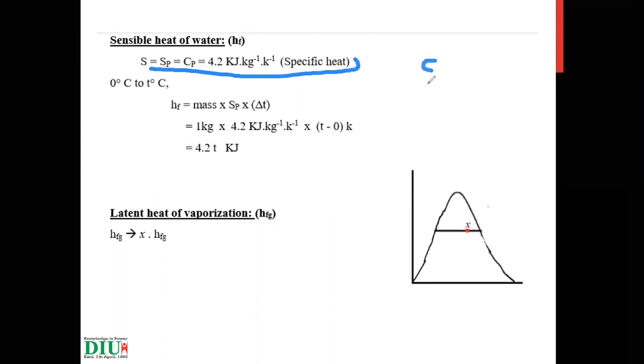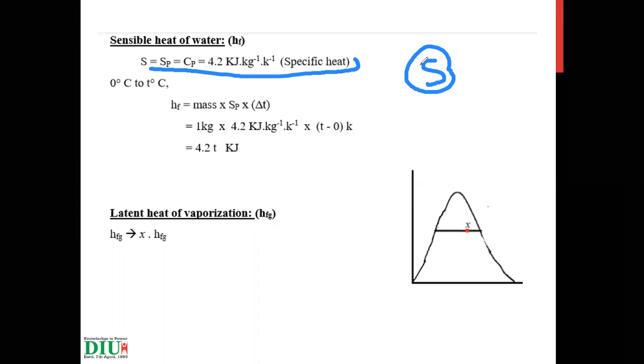You can take the CP as S. It is a fixed value, the specific heat. Specific heat is the heat required to increase the temperature. It is a fixed value for water: to increase the temperature of 1 kg of water by 1 degree Kelvin, it requires a particular fixed amount of heat.